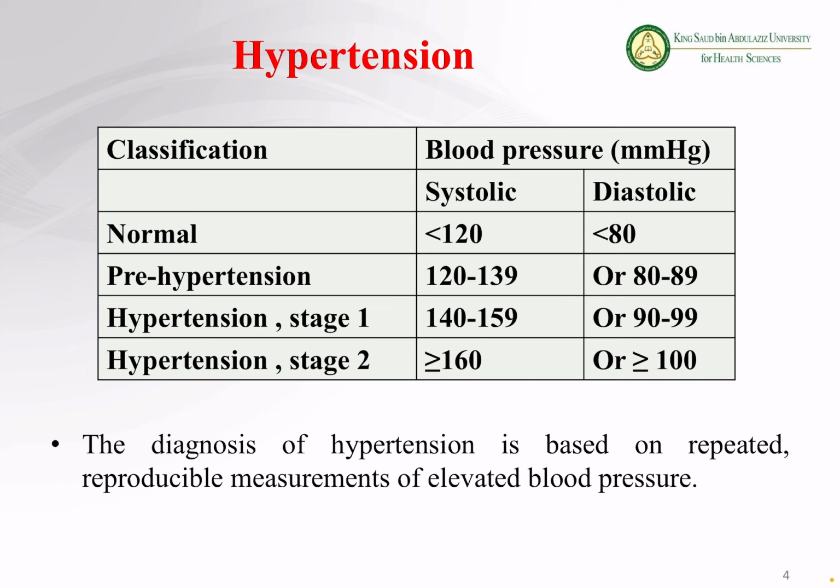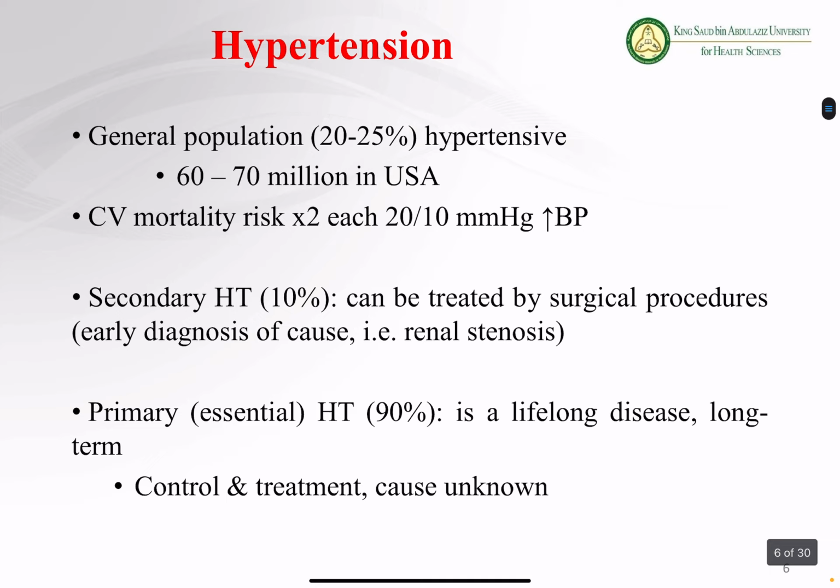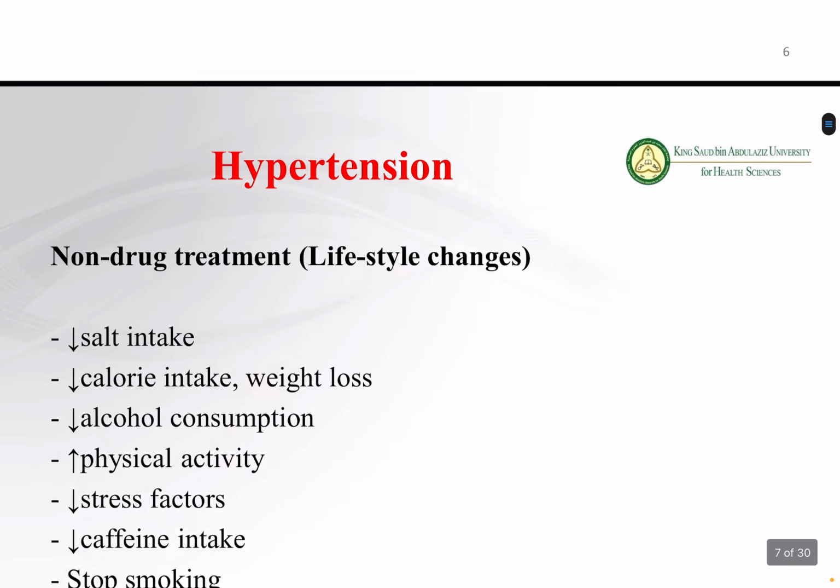For example, we discussed that use of a drug can be responsible for increasing the blood pressure, or renal stenosis. If you stop that drug, or if that condition is corrected, it will be reversed. But primary hypertension is lifelong. We have to take the medication throughout life. Then we discussed the non-drug treatment.